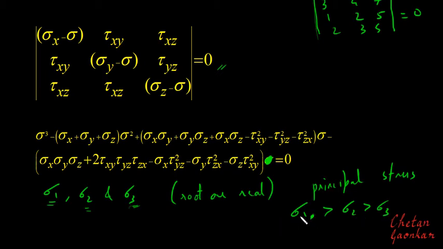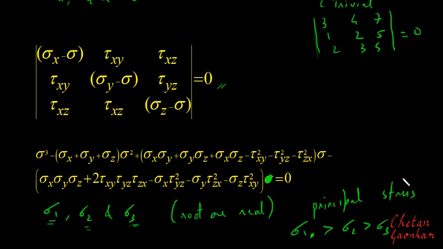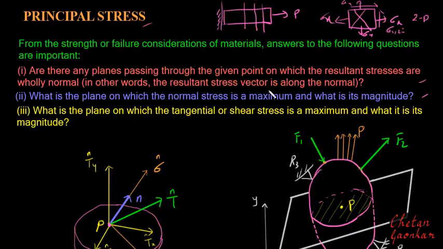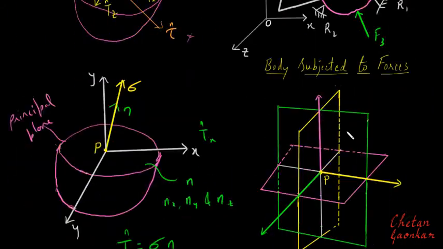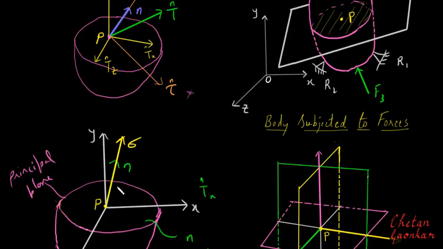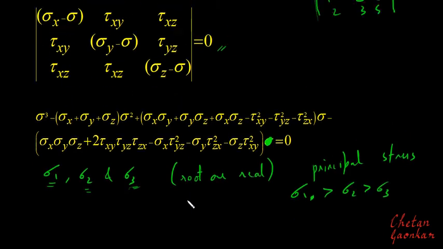So we will follow this order to denote sigma 1, sigma 2 and sigma 3. Whichever value is higher, we will denote that stress as sigma 1, followed by sigma 2 and sigma 3. Now we have been able to answer one question out of these two questions, that is, what will be the magnitude of the principal stresses. The magnitude of the principal stresses we'll get once we solve this cubic equation.